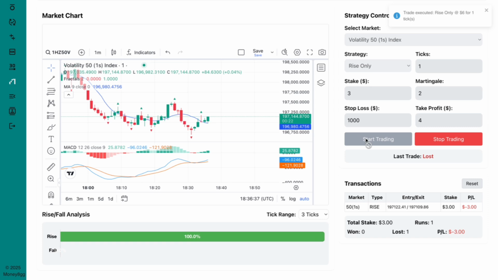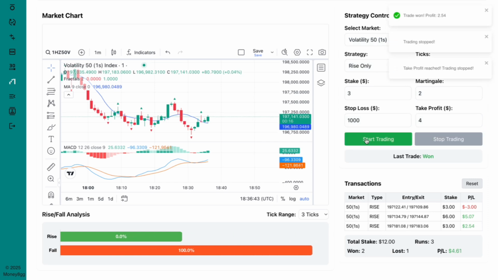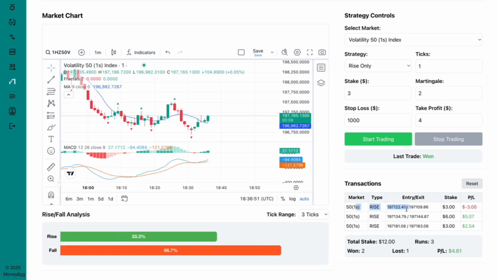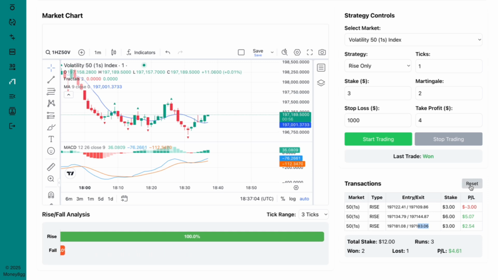How come that was a loss and that market is going up? You can see 4.61 has been reached. So, 51s rise. This one we lost because you can see 122, 109. So it went down. 134, 144 went up. 181, 183 went up. So we made our money there. Reset.